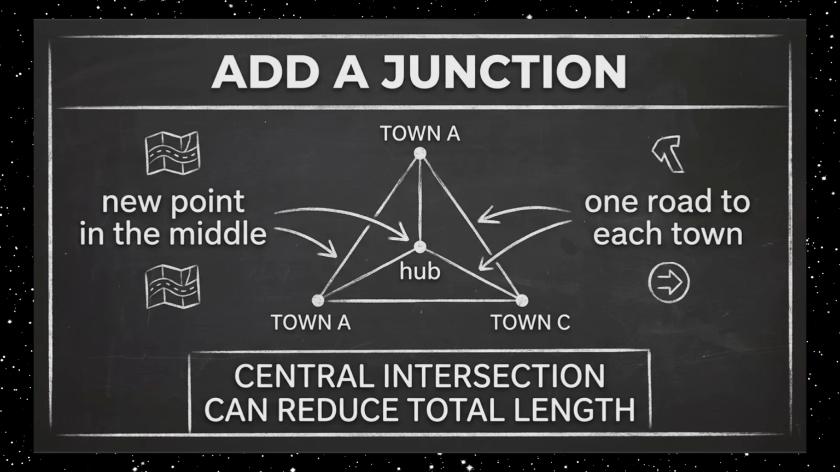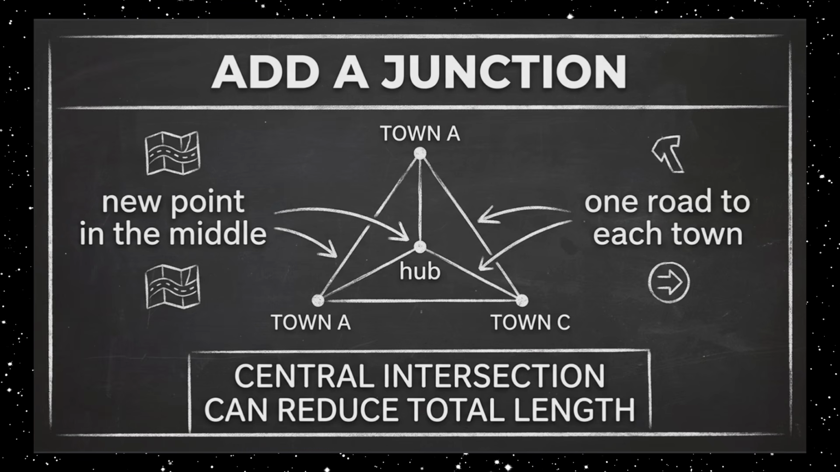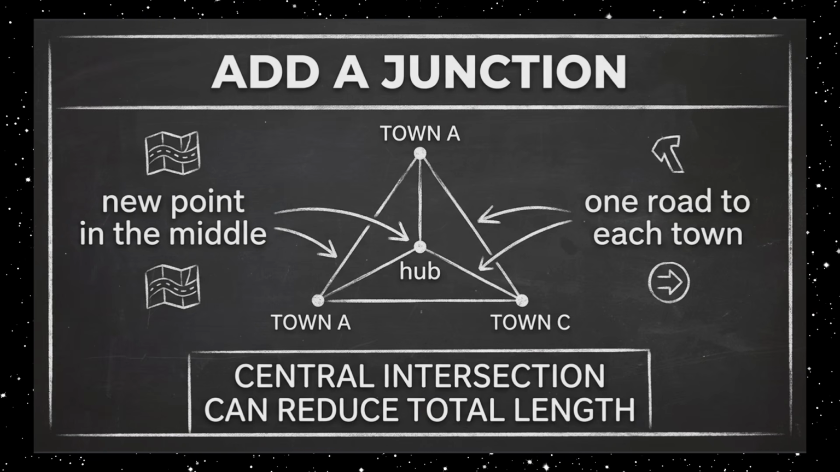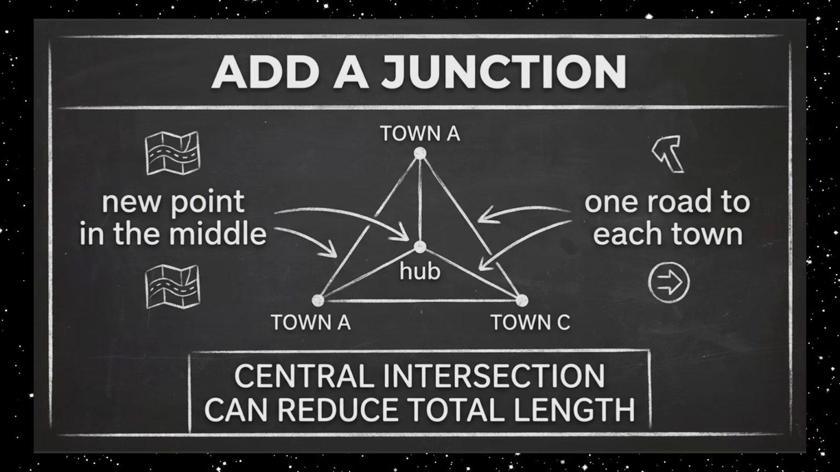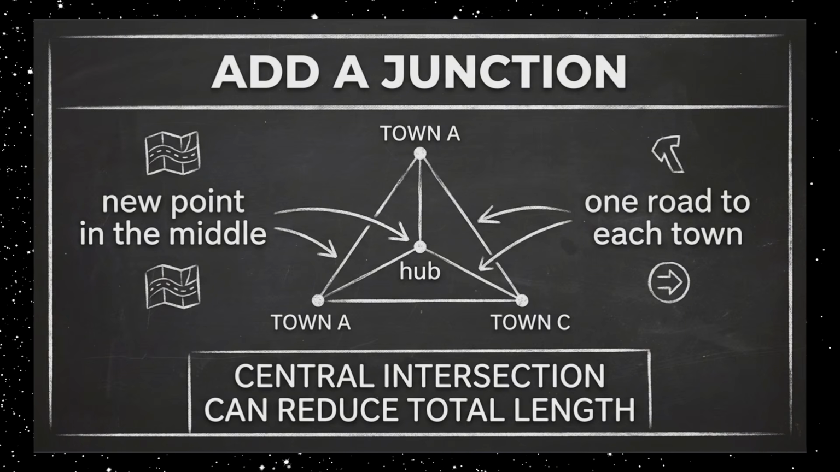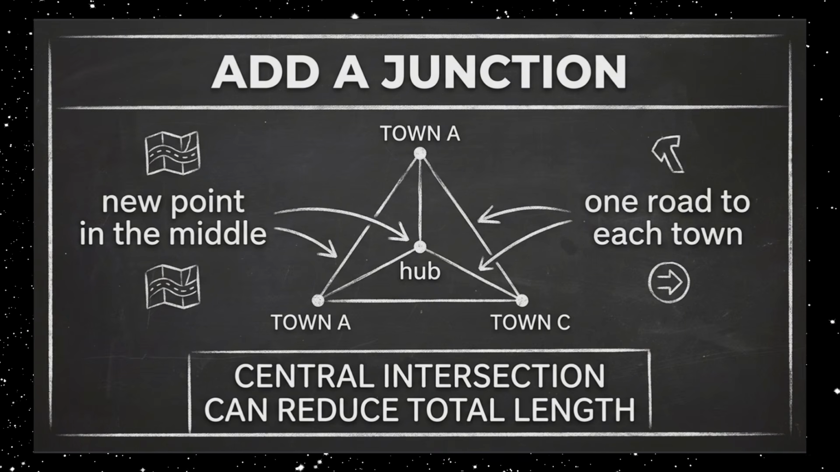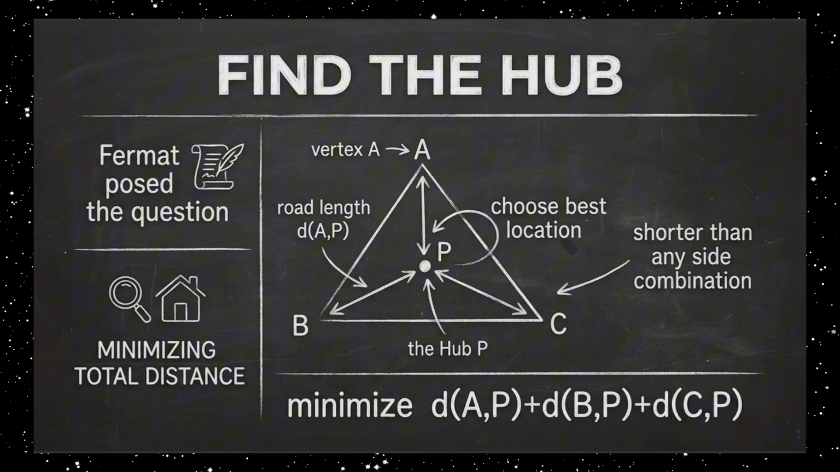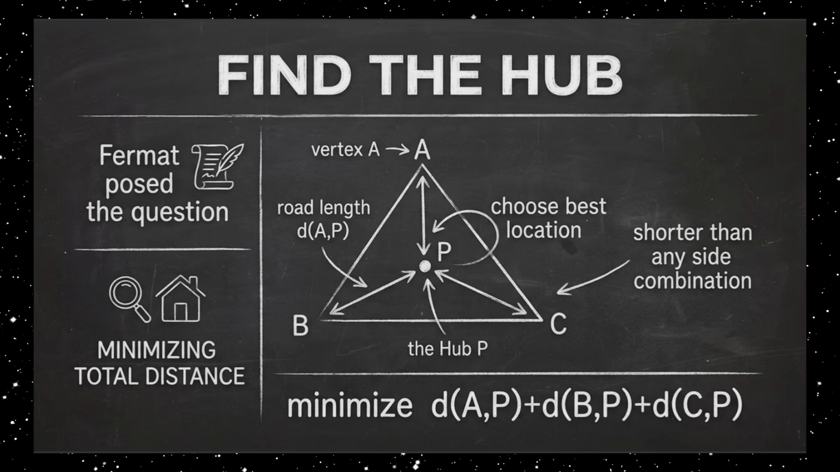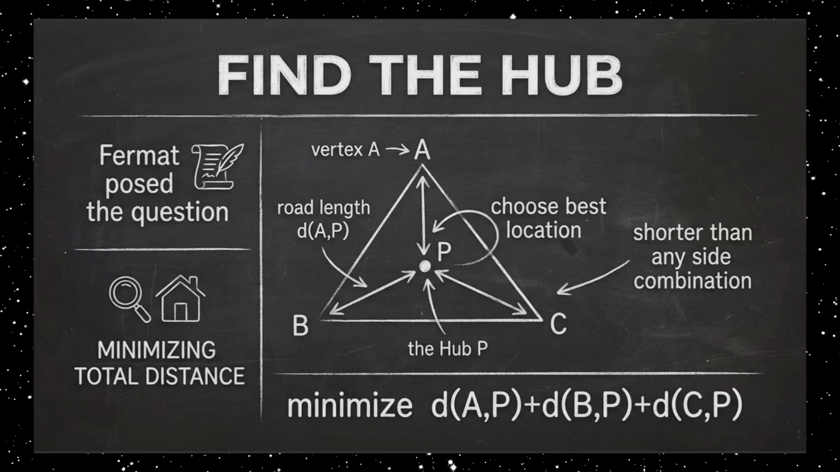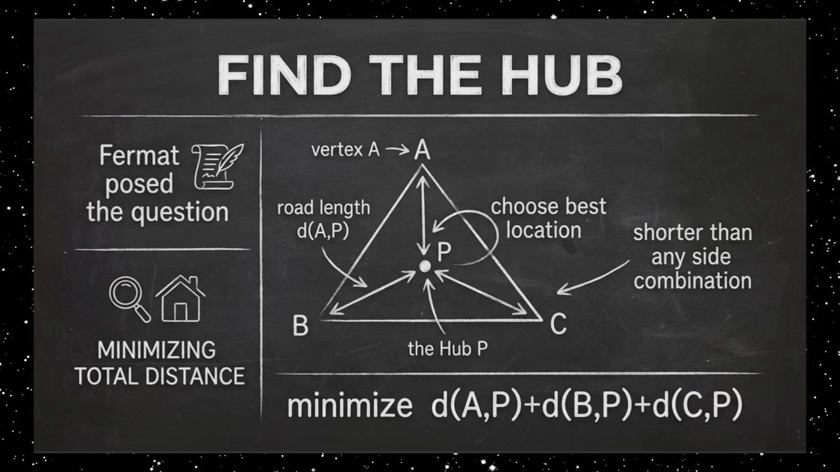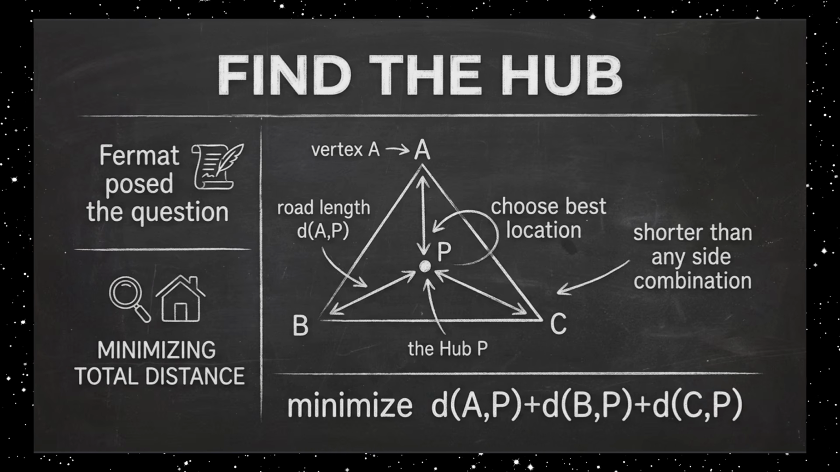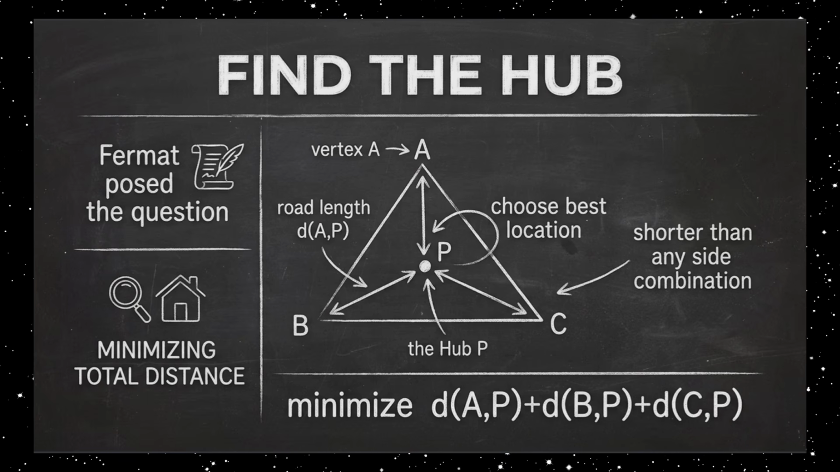Instead of just connecting the towns directly to each other, you add a new point somewhere in the middle. A junction, an intersection, and from that junction you run 1 road to each of the 3 towns, 3 roads radiating out from a central hub. If you pick the right location for that hub, the total length of road you need can be shorter than any combination of the sides of the triangle. Where is the right location?